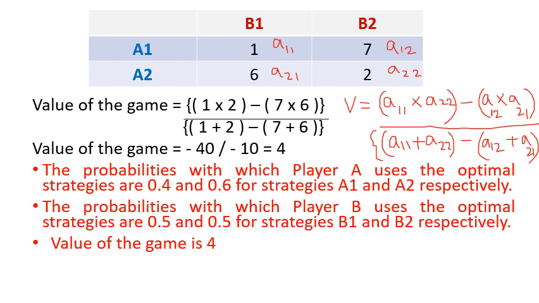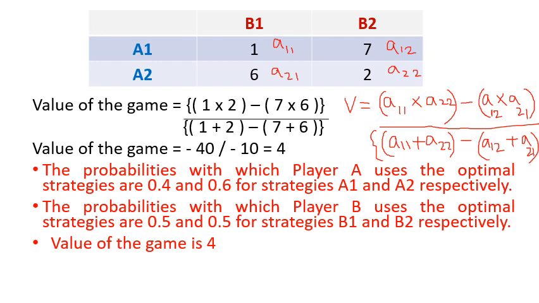So you can only say that since the value of the game is positive here, the game is loaded in favor of player A. The game is loaded or inclined or favored towards player A, because it's a positive value of the game. So you can write down here, you just look at this.